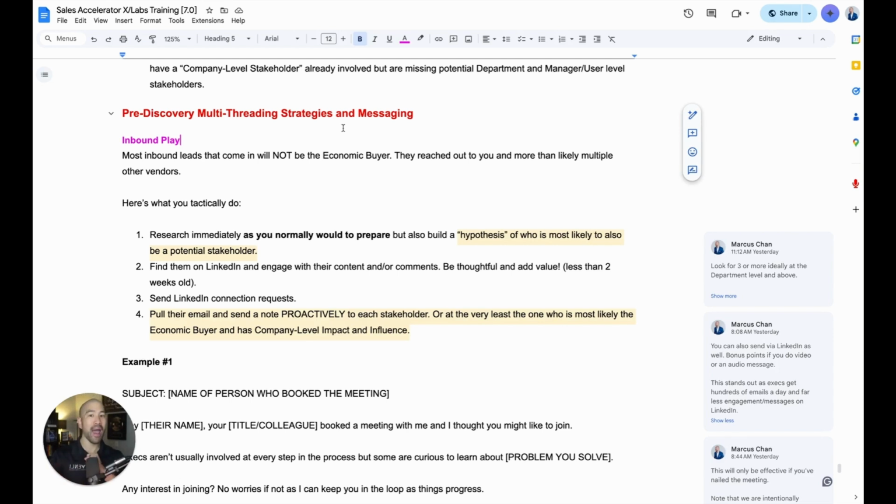They have the highest level of influence, all right? And so again, it's very unlikely, especially if you're actually multi-threading and working large opportunities, that it's the actual economic buyer, because usually they're very high up and they have way too much going on to sit and vet each vendor out. And now, more than likely, the person that reached out to you reached out to not just you, but also multiple other vendors, other competitors as well.